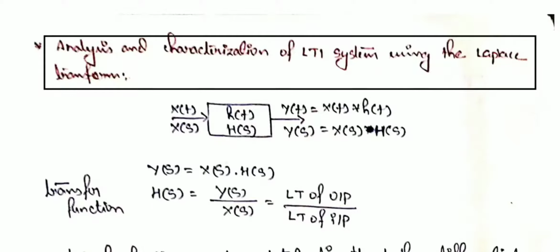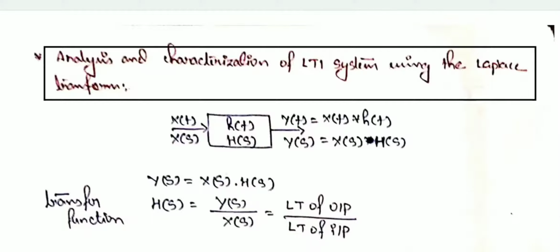In today's topic, we are going to discuss the analysis and characterization of LTI systems using the Laplace transform. We have already covered the characterization of LTI systems in Unit 2. Let's suppose the input is x(t) and the output is y(t), and the system behavior is represented by h(t) in the time domain. Then if x(t) is applied to the system, the output y(t) is nothing but x(t) convolved with h(t).